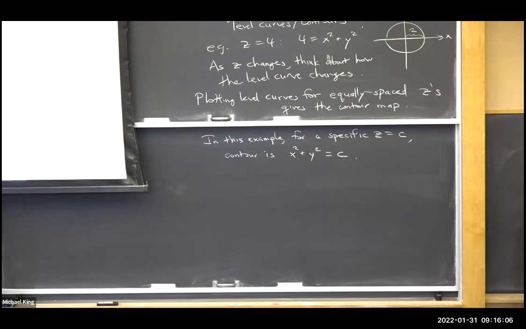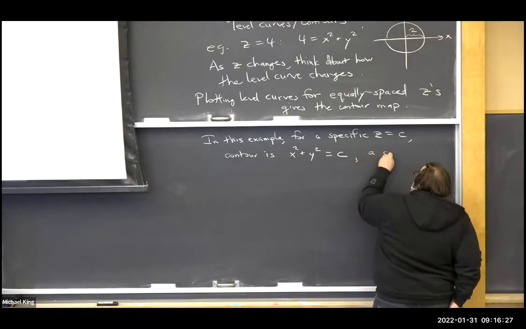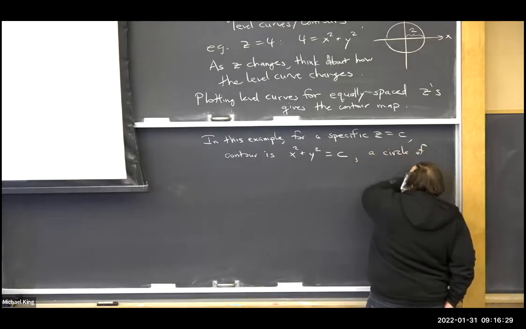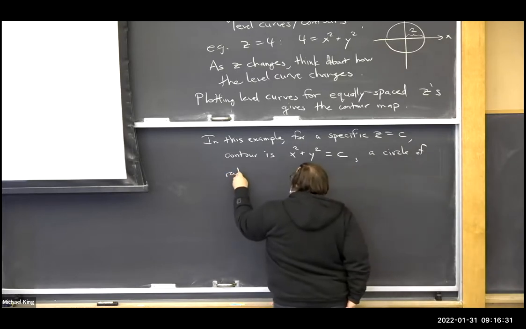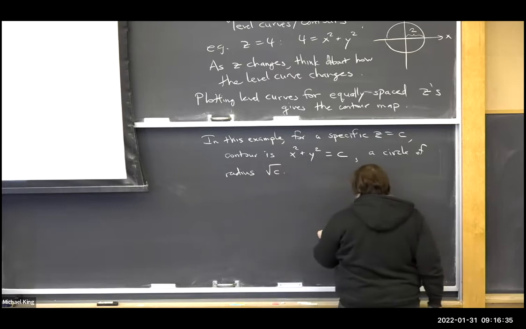A circle of what radius? C? Half C? Somebody say half C? Square root of C, right? The circle of radius square root of C. Yes, half of 4 is 2, but the square root of 4 is also 2. So it's a circle of radius square root of C. So we could actually just think about drawing contours.